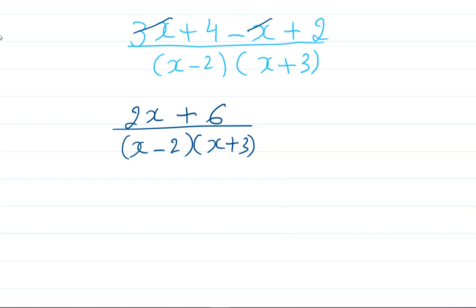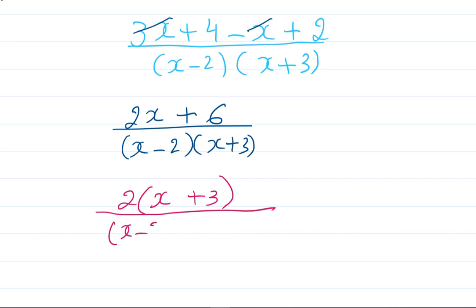Do you think it will be the final answer? Absolutely not, because as I informed you before, you have to put it in the simplest form. When I check here, I can find there is a common factor. So I can factorize this, taking the common factor 2. I'm going to put the common 2 up here in a bracket: 2x divided by 2 remains x, and 6 divided by 2 will be 3, all divided by x minus 2 times x plus 3.